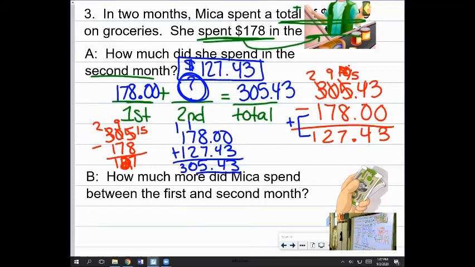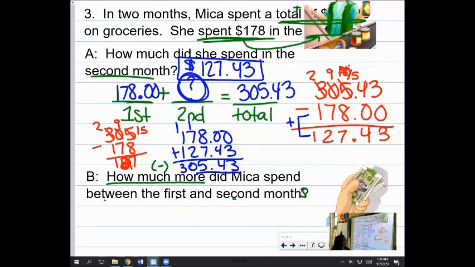Okay? So just because a problem says the word total, and you're like, oh, total means add, don't stop there. You need to read what the question is asking you. Okay, last but not least, second part here. How much more did Micah spend between the first and second, that's a typo, months? Okay, between them, how much more? So we want to know like the difference between those.